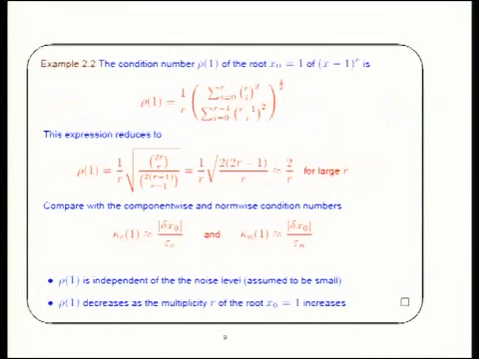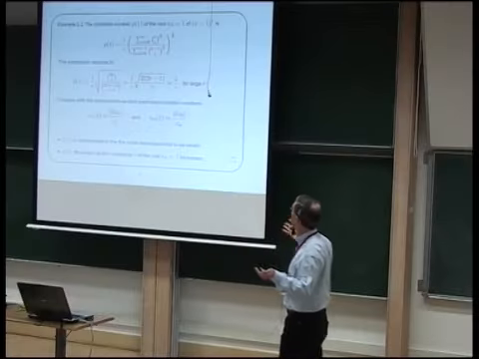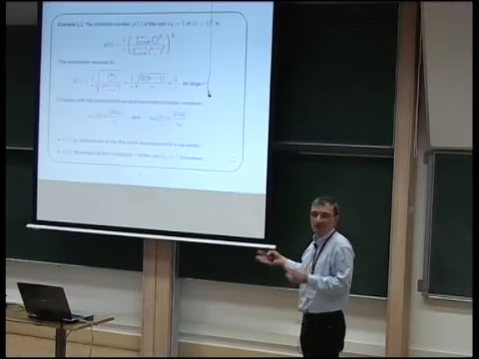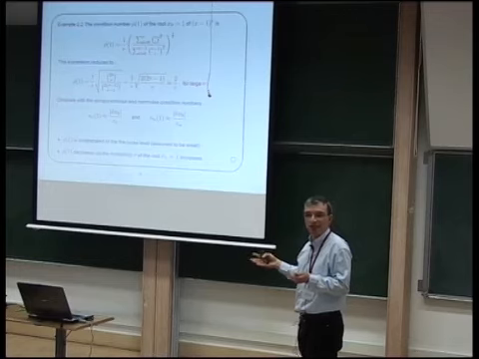Here's an example. I take (x - 1)^r, so the root is x = 1 of multiplicity r. I'm keeping on the manifold, and that condition number, that sensitivity measure, is approximately equal to 2 over r for large r, which is wonderful. So you can think, even if r is 10, I've got a really stable system here. This is exactly what I want.